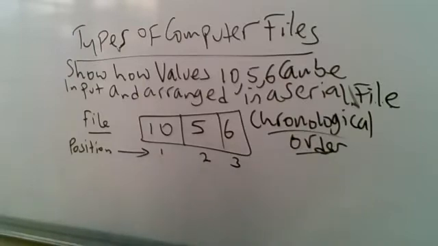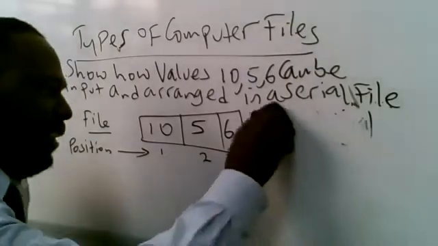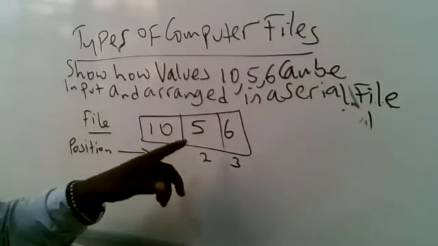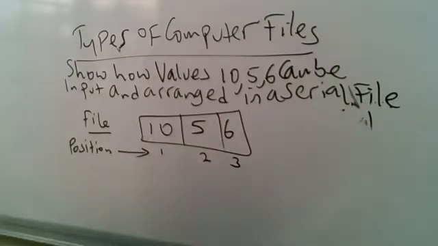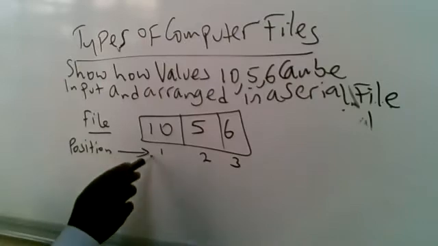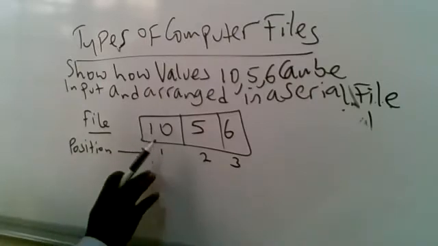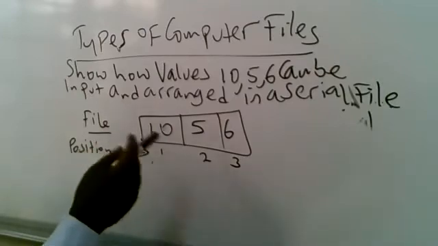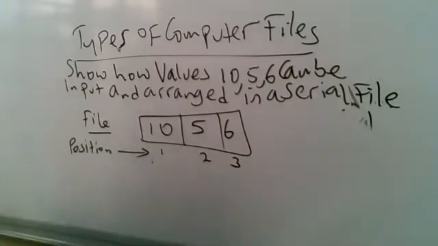Very good. Now, how does a computer search for values in a serial file? For example, let's assume we want to search for 5 from this serial file. If the computer is searching for values, it will just go position by position, beginning from the first position, checking whether the value in that position is the value that it wants.